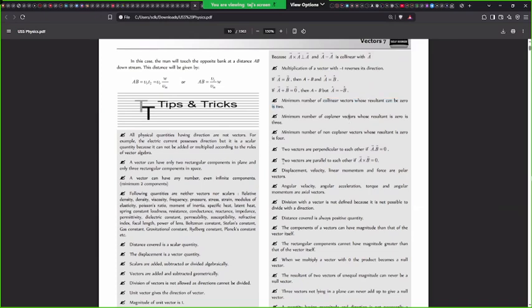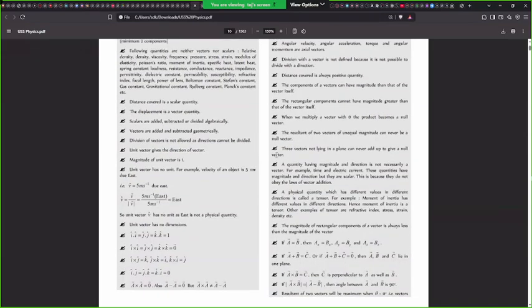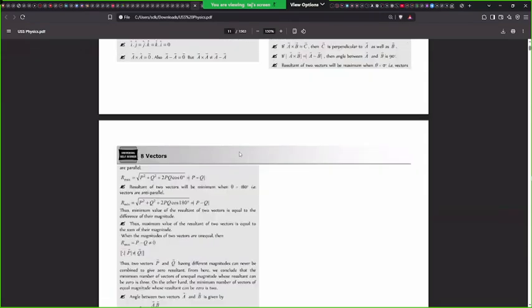And one more thing here, look at this. 2 vectors are parallel to each other if this condition holds. It's a very important condition, but it will never be asked directly in your exam. Never. But a lot of times, it will be asked in your numericals and those kinds of things. So keep all these things in mind. Do not spend more than 15 minutes when you're doing tips and tricks. One thing has to be kept in mind.